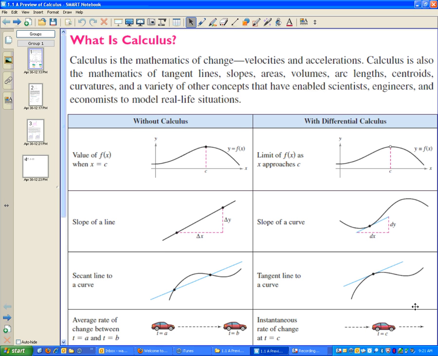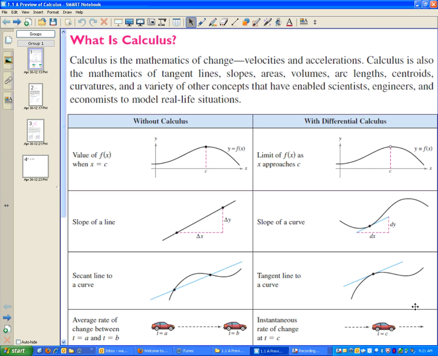So here we are on page 42, and they start talking about what is calculus. So calculus is the mathematics of change, velocities, and accelerations. We will talk a lot this year about rate of change. And then quite often that rate of change represents a velocity. And then the rate of change of the velocity is what's called the acceleration. Okay? You're familiar with rate of change.